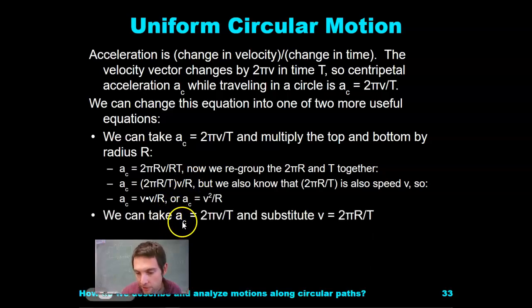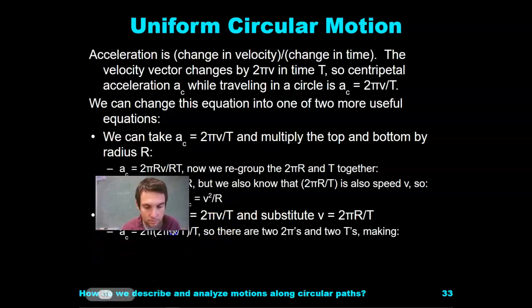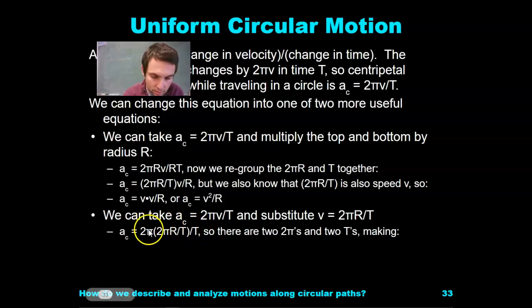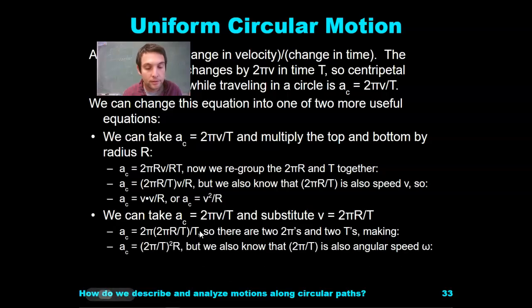We can take the centripetal acceleration and substitute v equals 2 pi r over T. So we get this mess. There are two pi's and two periods, but we also know that 2 pi over period is angular speed, so we can also say that centripetal acceleration equals your angular velocity squared times your radius. So if you're given your linear velocity, then it's divided by your radius. If you're given your angular velocity, then it would be multiplied by your radius.